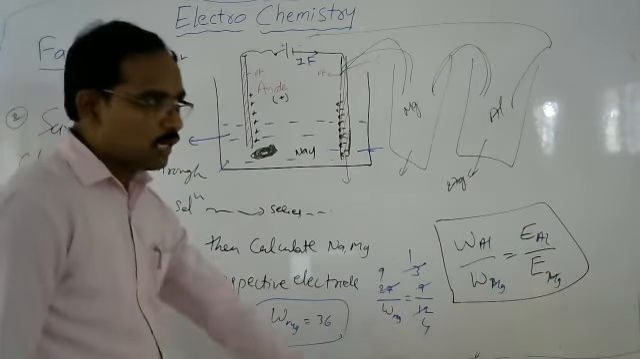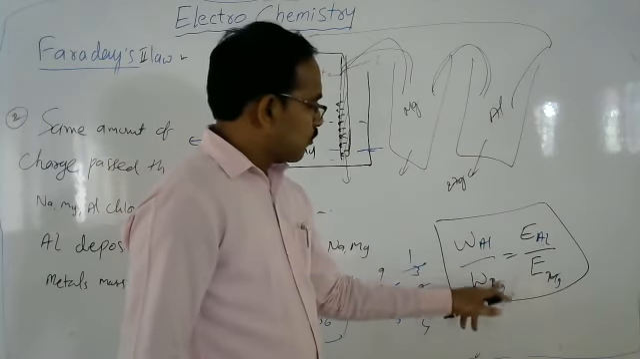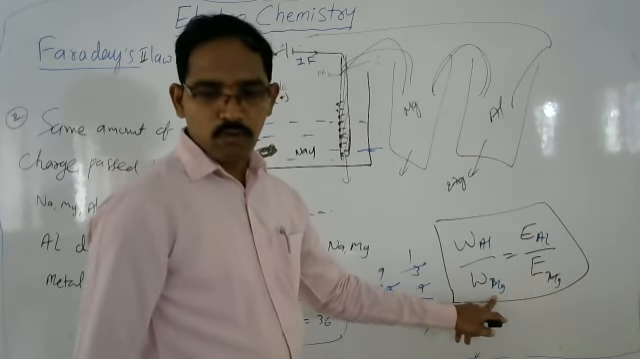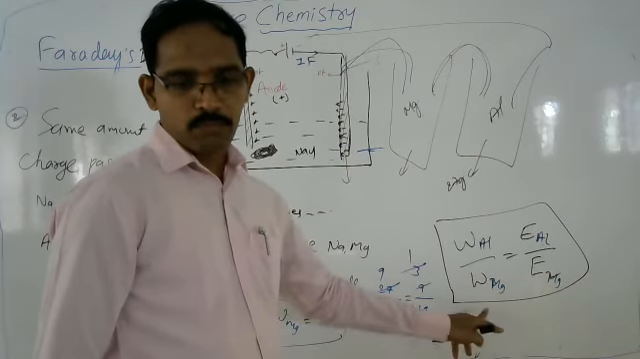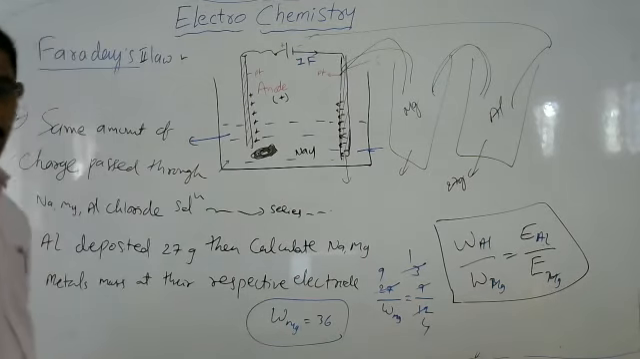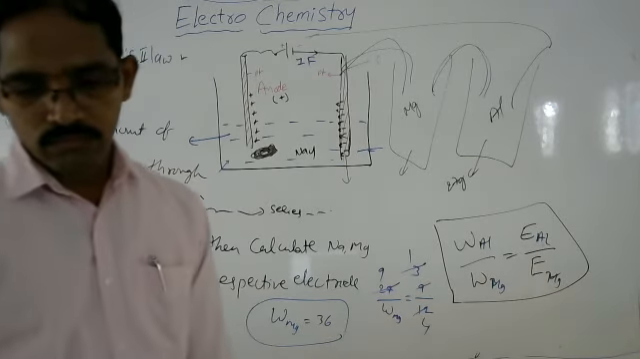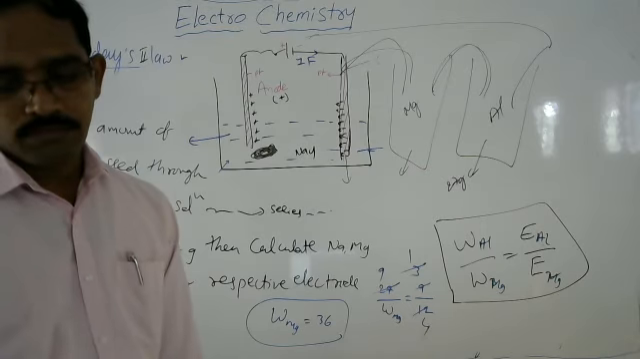Clear? Similarly, you can apply here. In place of magnesium, you can take sodium. You will get 69 gram. Everyone, you understood? Is it clear?